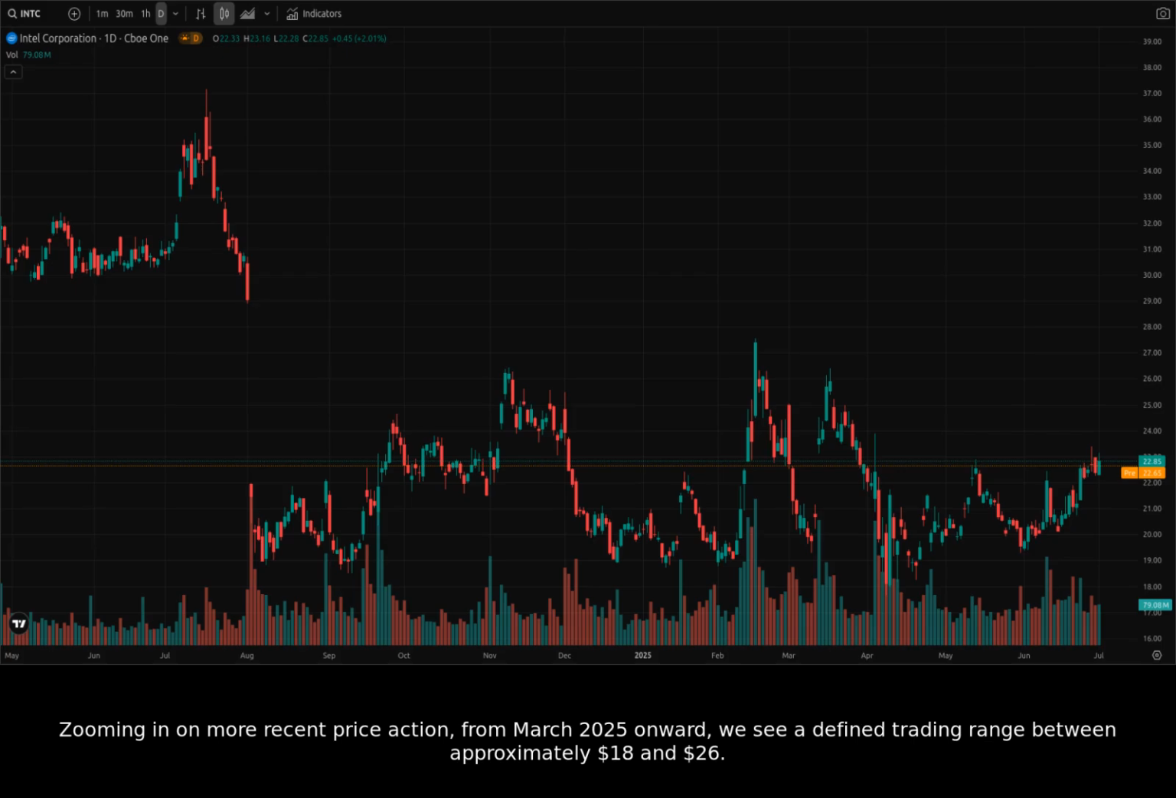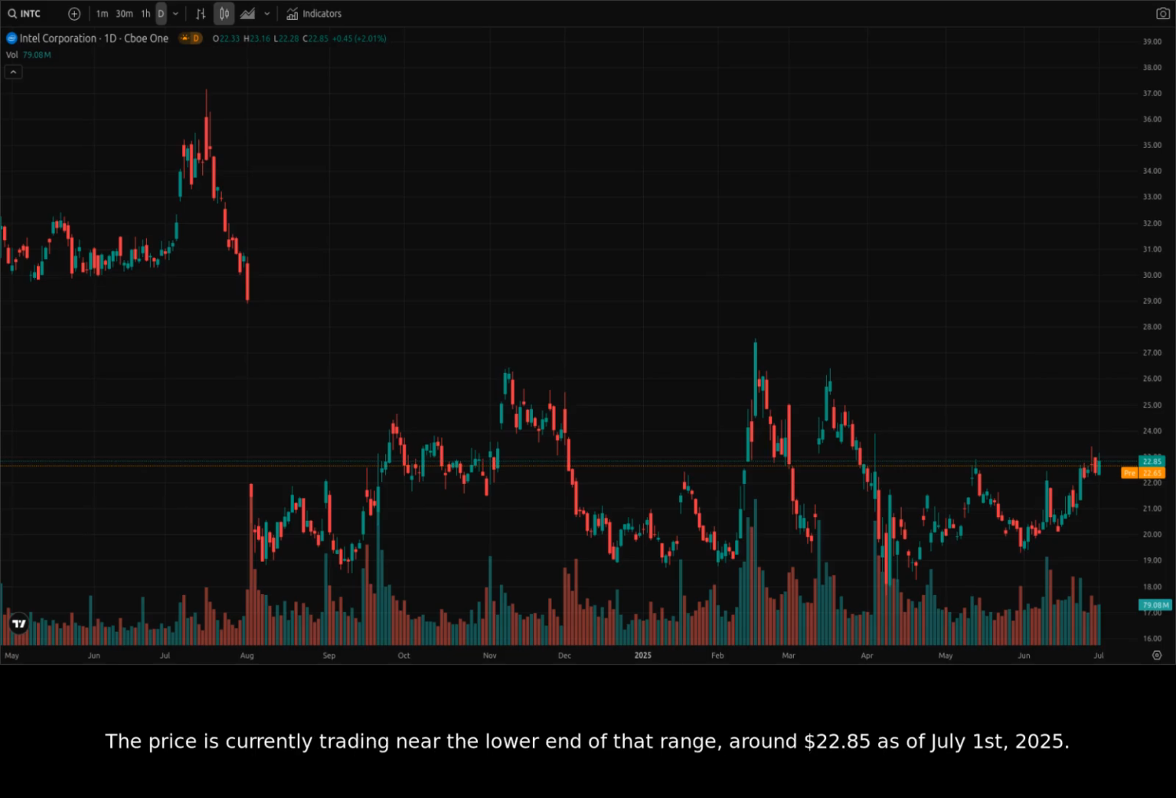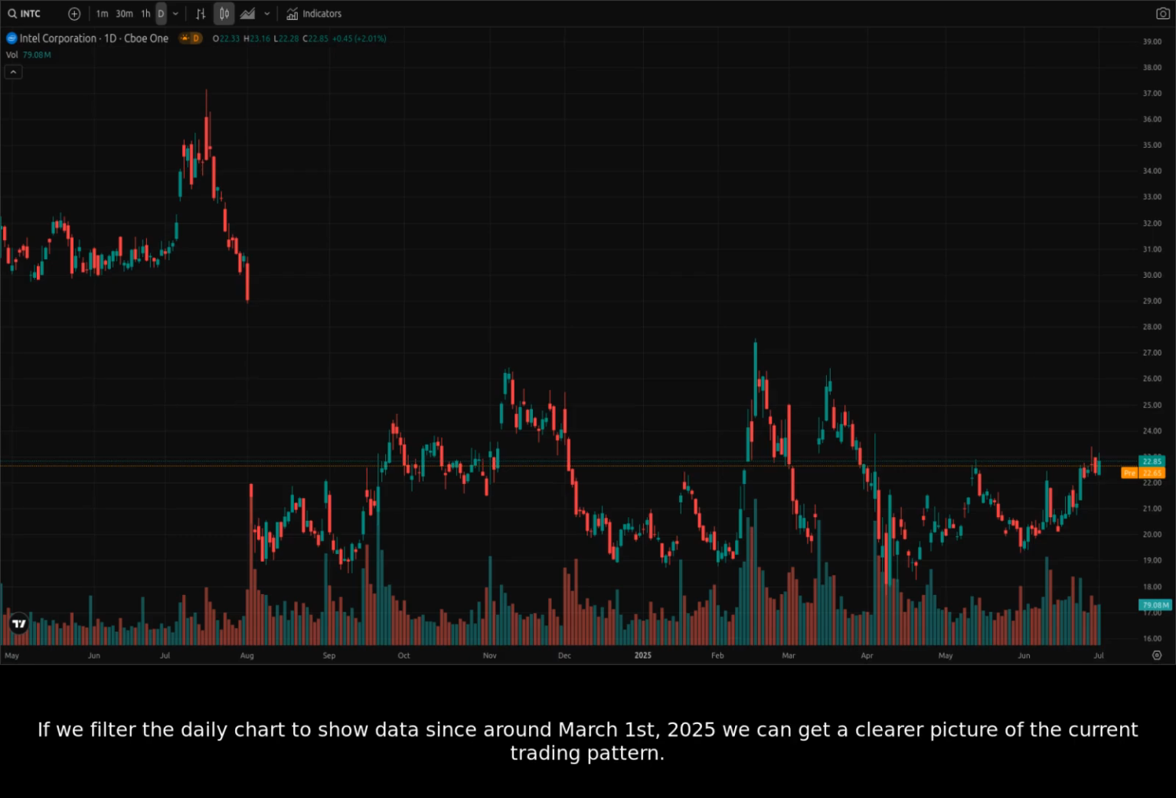Zooming in on more recent price action, from March 2025 onward, we see a defined trading range between approximately $18 and $26. The price is currently trading near the lower end of that range, around $22.85 as of July 1st, 2025. If we filter the daily chart to show data since around March 1st, 2025, we can get a clearer picture of the current trading pattern.